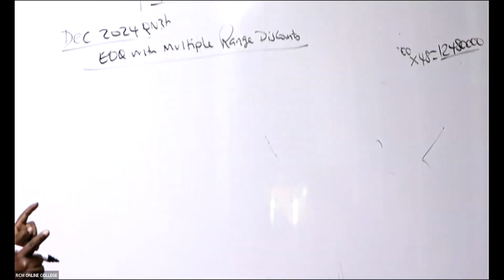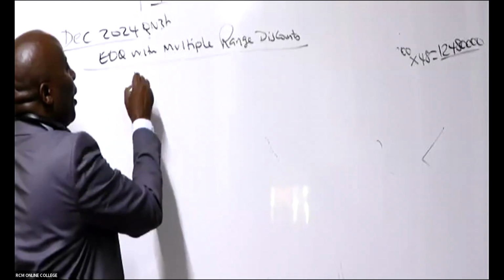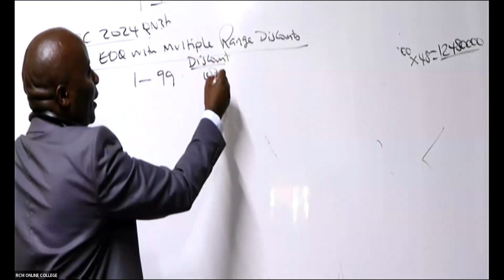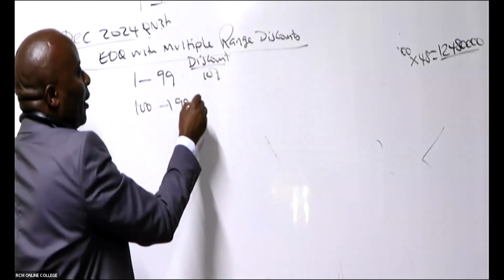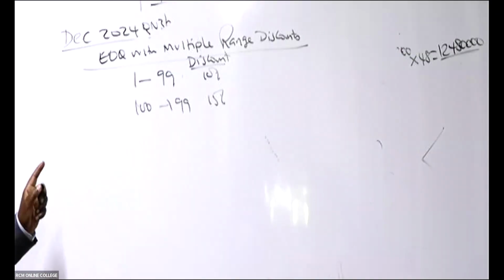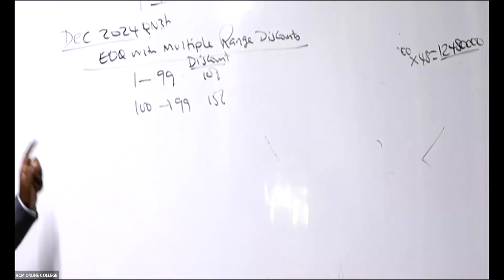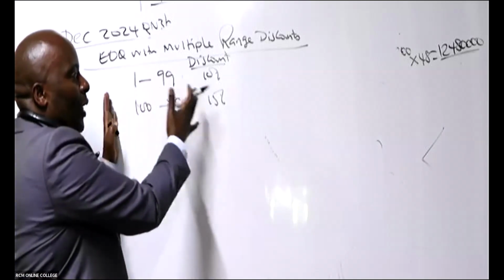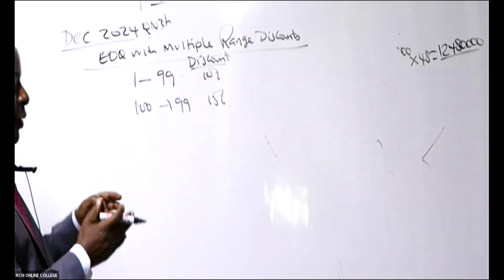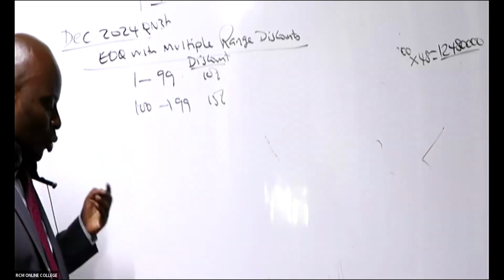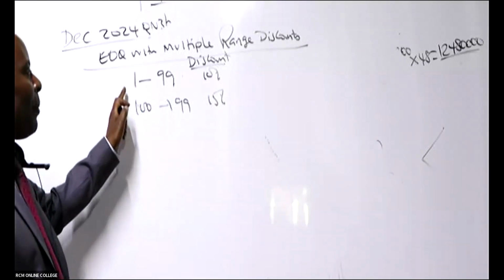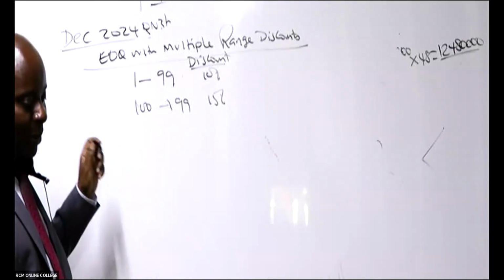Now, we'll go to a question. You'll get a question where you are told that if you procure 1 to 99 units, you get a discount of, say, 10%. If you do 100 to 199, you get a discount of 15%. And these classes are many. So in that case, you are dealing with a question of EOQ with multiple range discounts. In the previous class, I did one question where if you procure 15 units, you get 10%, and if you procure 20 units or 200 units, you get this percentage. That is right, but it's not coming in the form of a range.